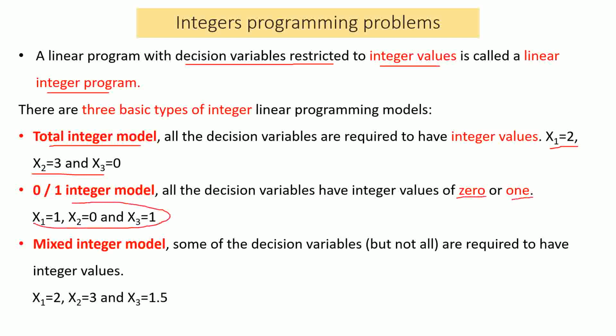For example, like this. And the mixed integer model, some of the decision variables, but not all, are required to have the integer value. Look, x1 equals 2, x2 equals 3, and x3 equals 1.5. So x3 is not integer. So this is called a mixed integer model.